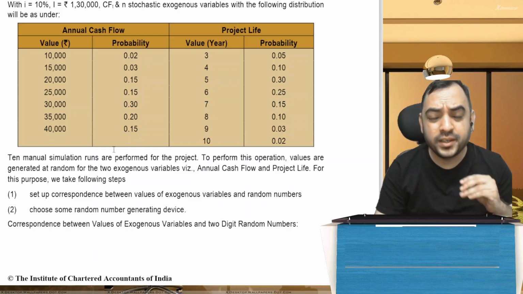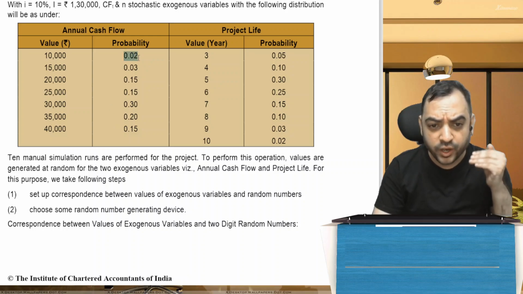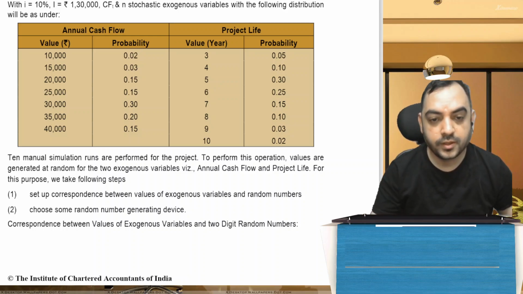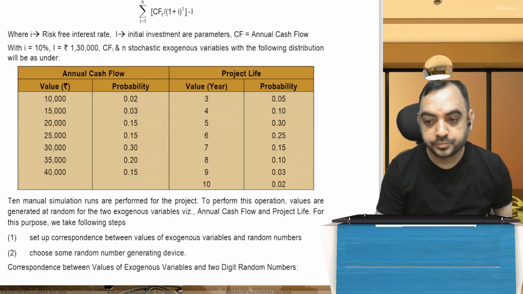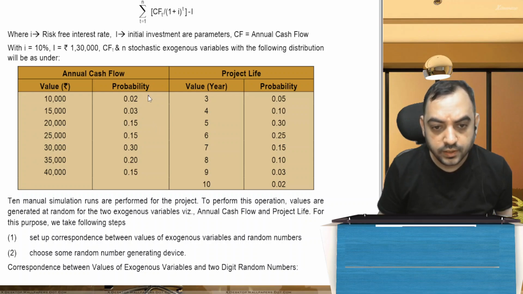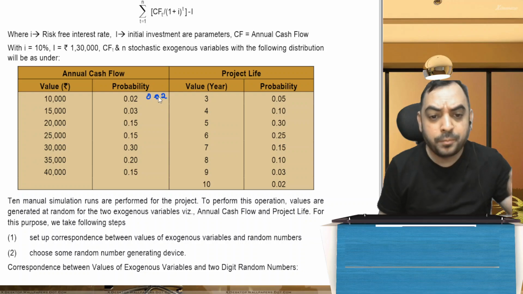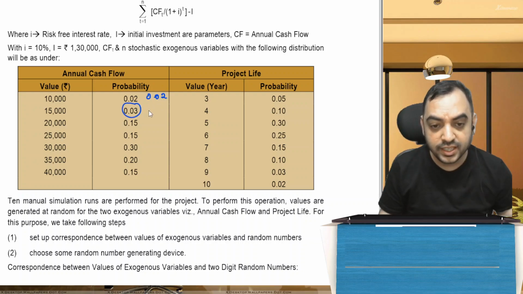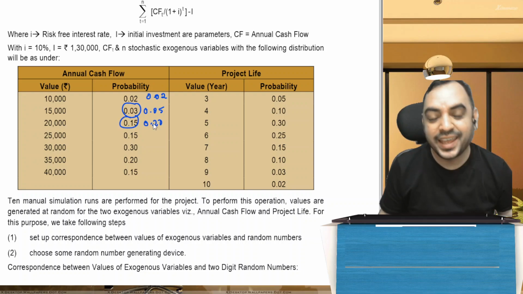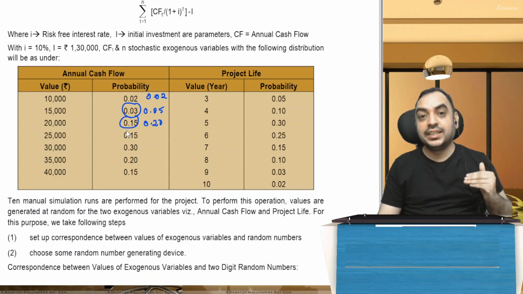How do you calculate the cumulative probability? Cumulative, you keep on adding. You start with 0.02, right? Then 0.02 plus the next probability, which is 0.03. So 0.02 plus 0.03 becomes 0.05, plus the next probability. So plus 0.15 becomes 0.20, like that. You keep on adding. That is called cumulative probability.